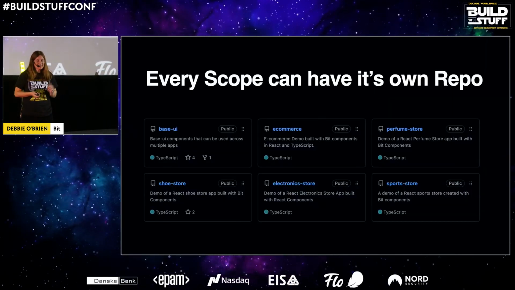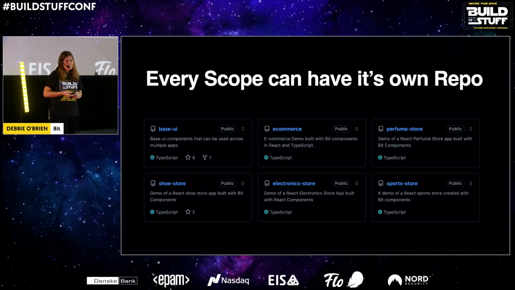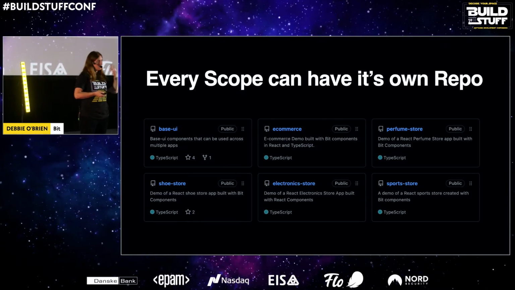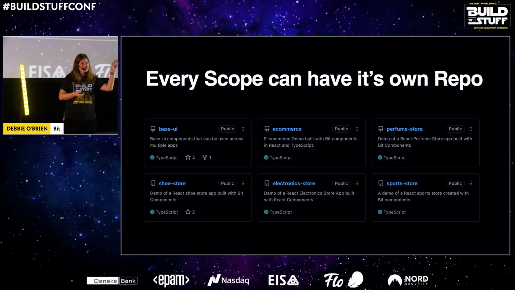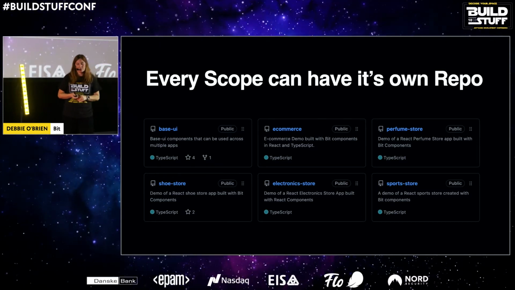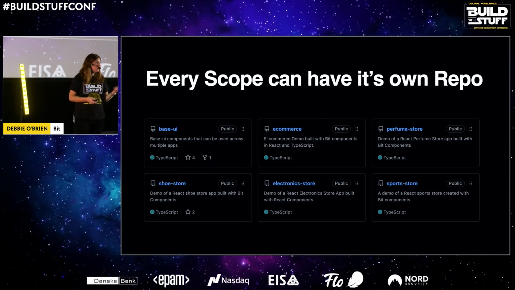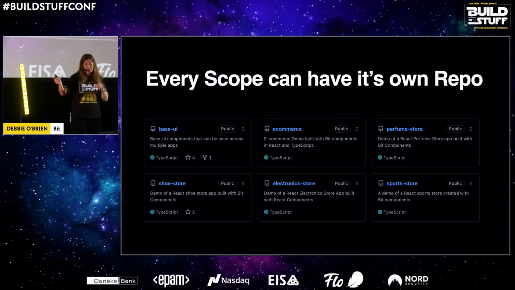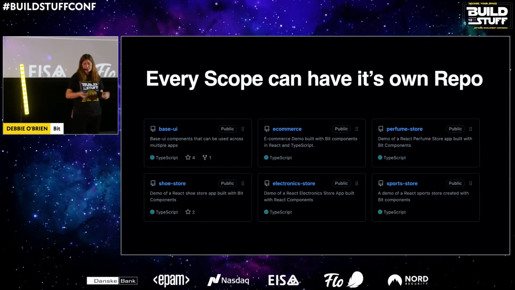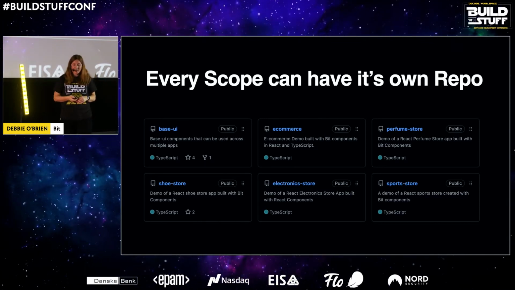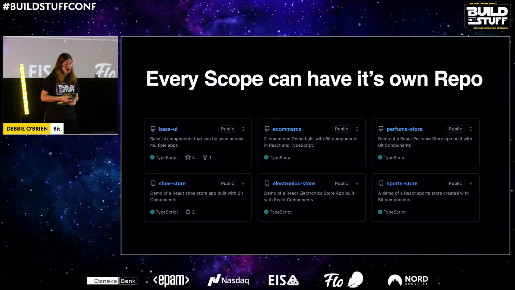Now, every scope can have its own repo. So in GitHub, my project looks like this. I've got the base UI, which are just base UI components in a GitHub repo, the e-commerce, which are just e-commerce components in a GitHub repo, and then I've got 4 stores, because I wanted to build 4 stores, just to show you what it's like. And they're all in their own separate repo.